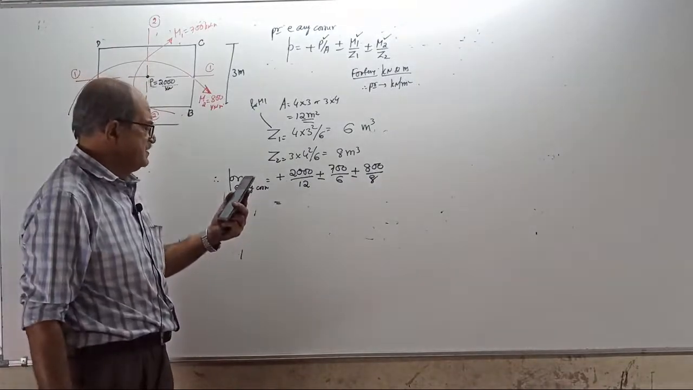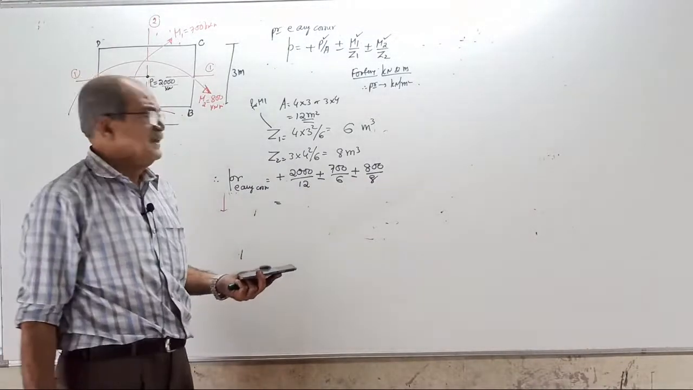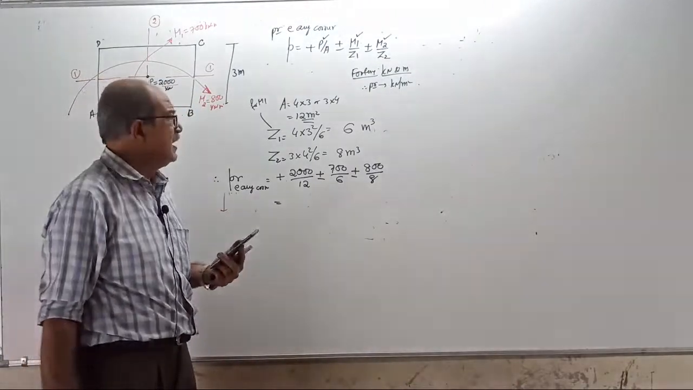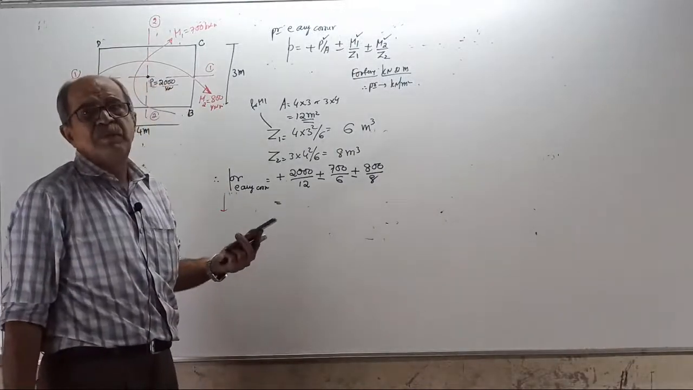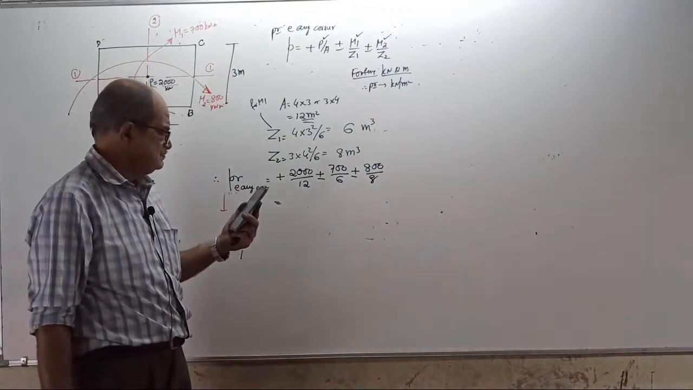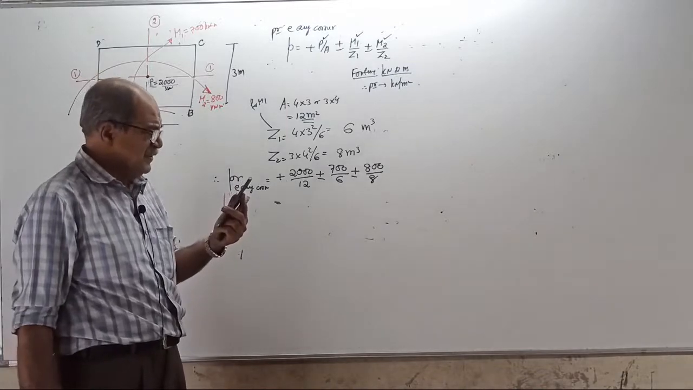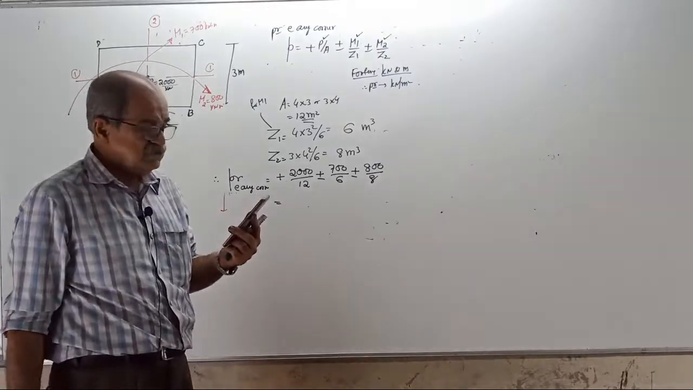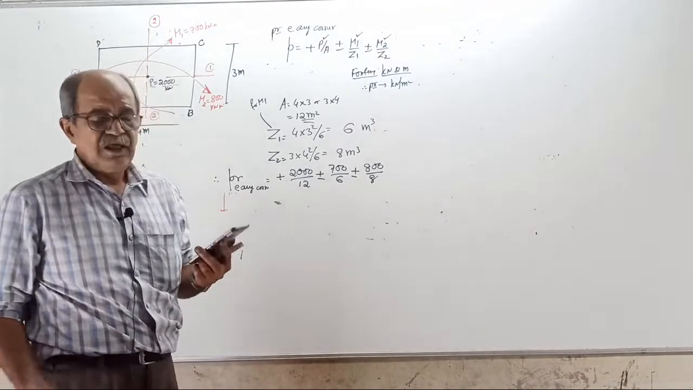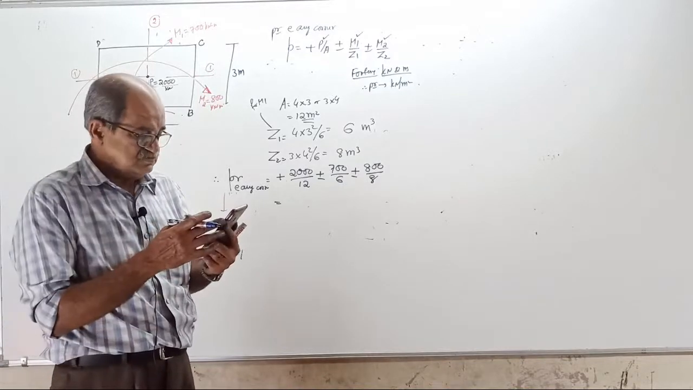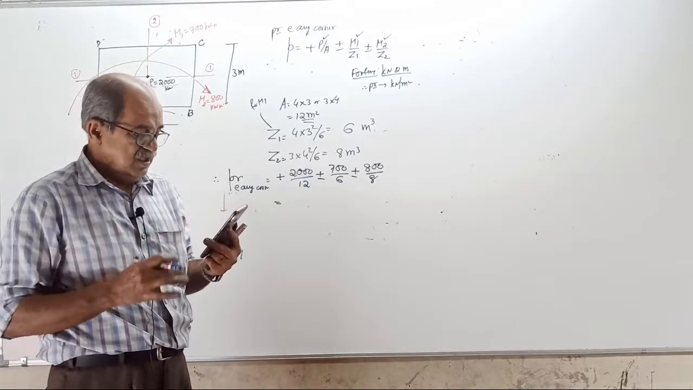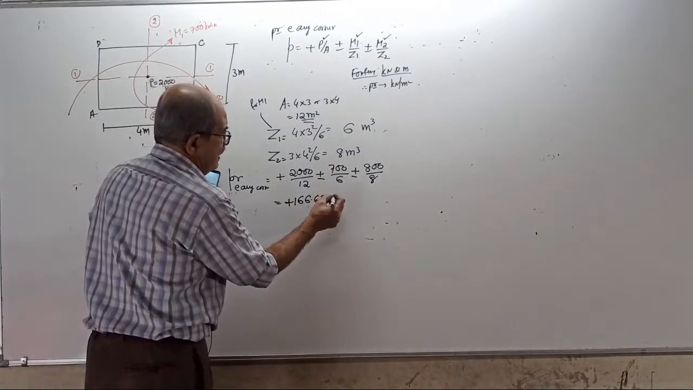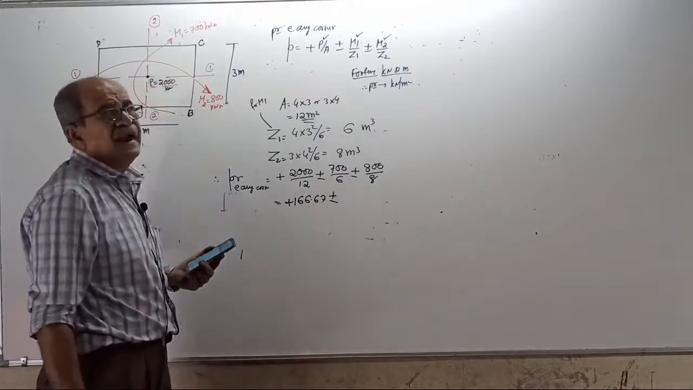2000 by 12. What is the answer? The second decimal is sufficient. See, I am asking 10 times now. Only to see: 166.67 plus or minus 700 by 6.